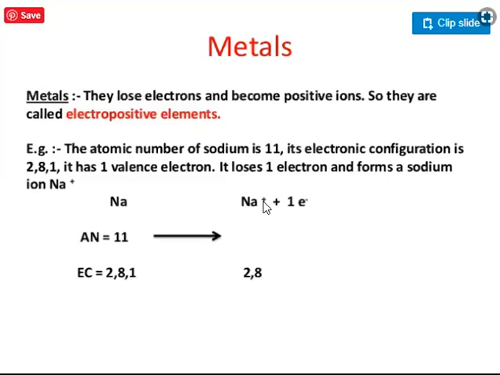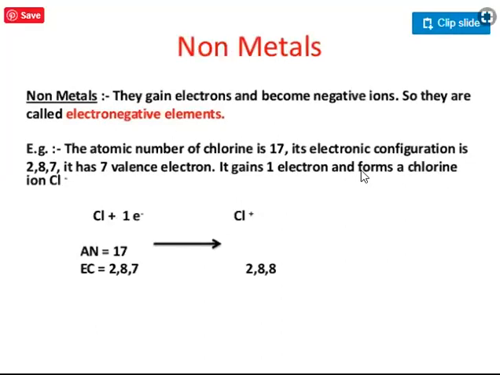Okay, so you can say the metals lose electrons and become electropositive, and that's why they are known as electropositive elements. How do non-metals react? Because they have most of the properties opposite of the metals, here also they show the opposite nature. They gain electrons. Non-metals gain electrons and become negative ions, and so they are called electronegative elements.